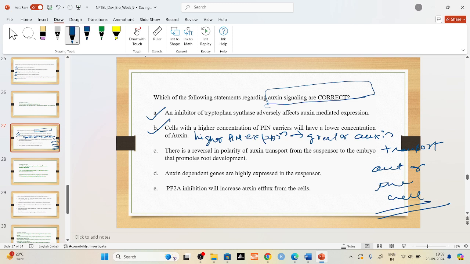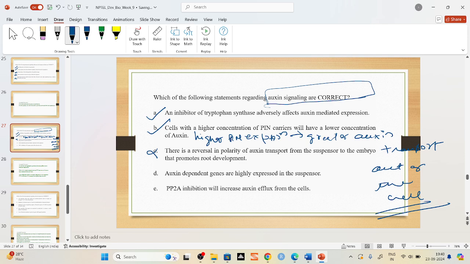Then next: there is a reversal in polarity of auxin transport from the suspensor to the embryo that promotes your root development. This is an incorrect statement. Why? This is not a universally correct statement, not a completely correct statement, because the polarity changes are developmental stage specific. So polarity changes depend on specific developmental stages. So this is wrong.